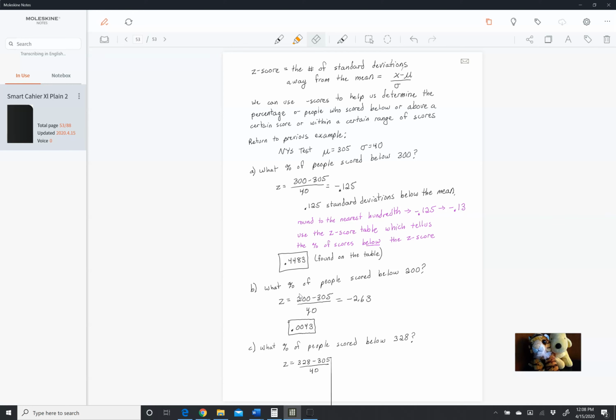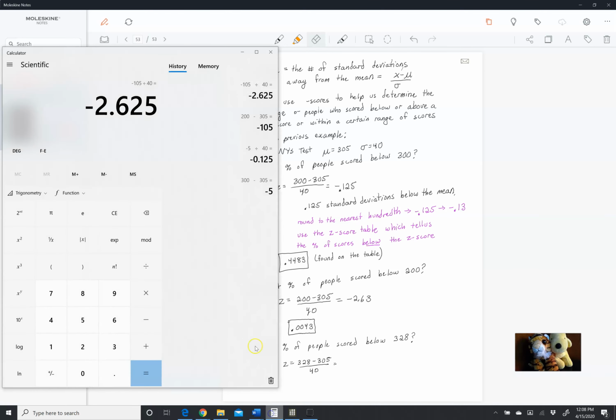Notice the only thing that changes is that very first number, that variable. And if we do that on our calculator, we have 328 minus 305. We divide by 40. And we get 0.575. You round to the nearest hundredth, which gives us 0.58. And now we just go to our z-score table.